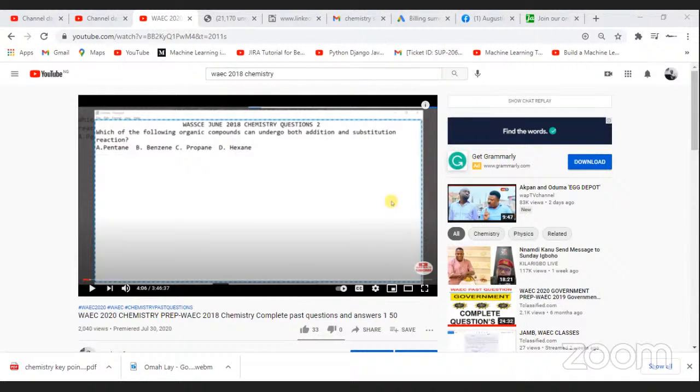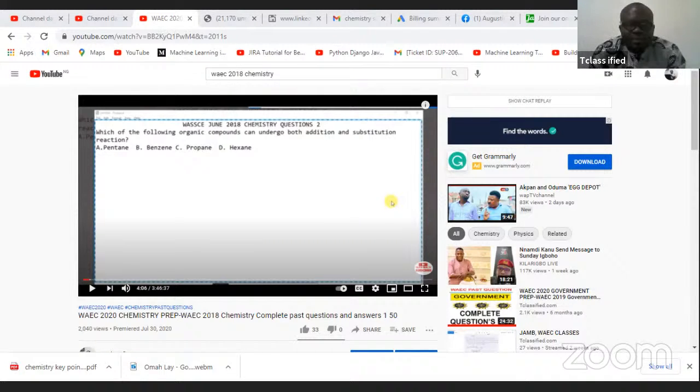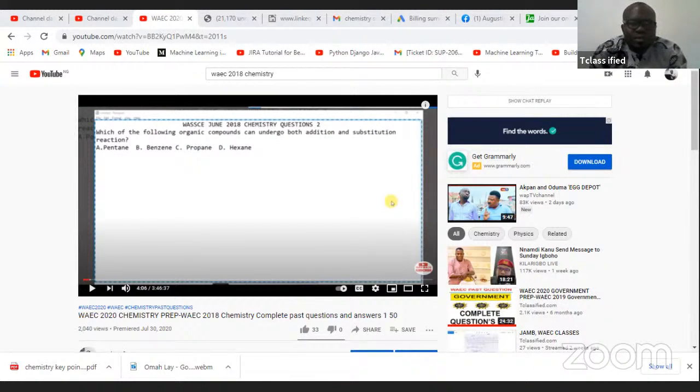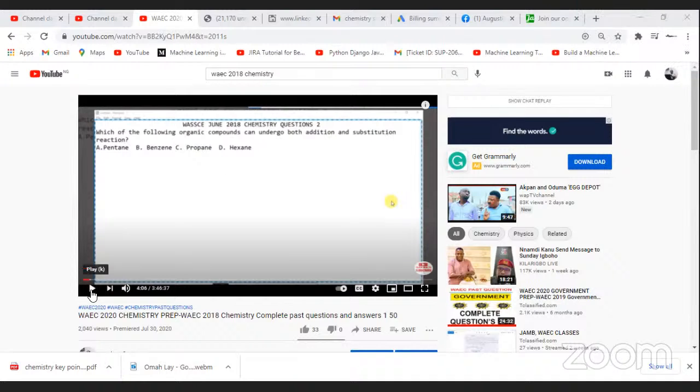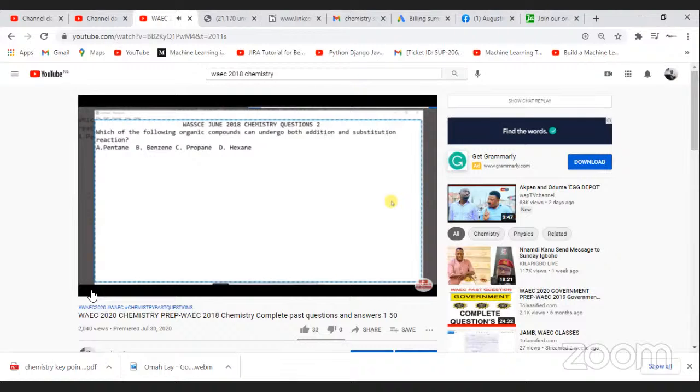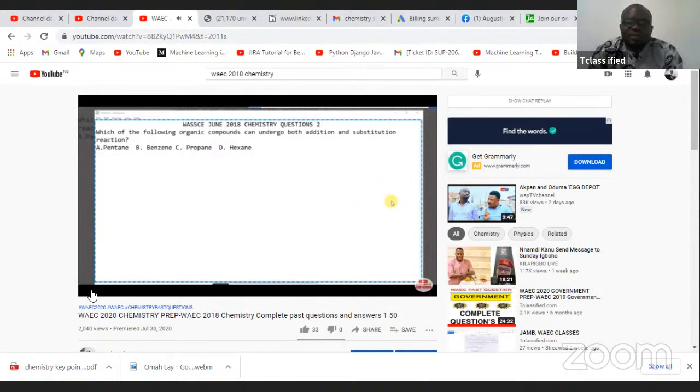I saw under benzene that the chemical properties are addition and substitution reactions. It undergoes addition and substitution reaction. Good. So that's the typical property of benzene, unlike these other alkanes. So benzene undergoes both substitution and addition reaction, both of them. Okay. So I'm gonna also let you see the way the answer was done.